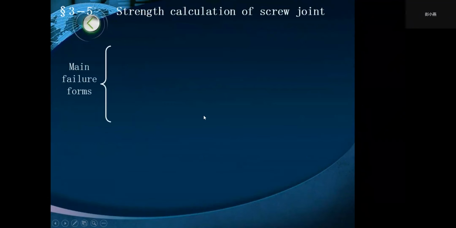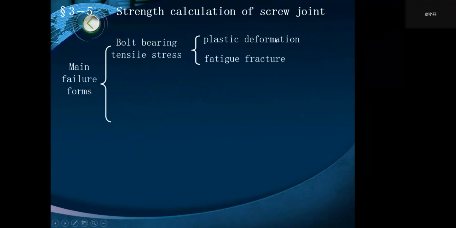Now, let's study the strength analysis of screw joint. The failure mode of screw joints is related to their stress state. For bolts bearing tensile stress, plastic deformation and fracture are the main failure modes.